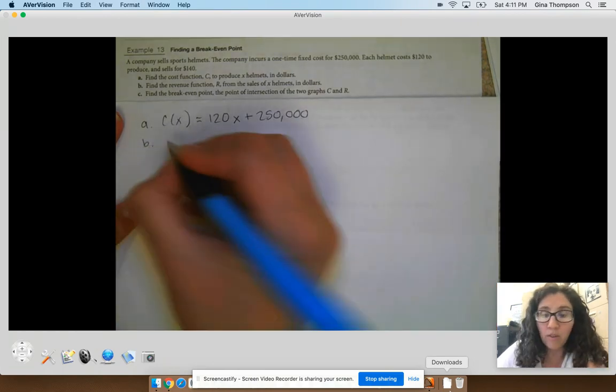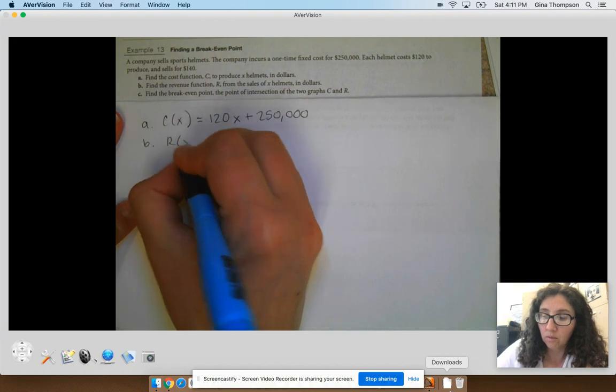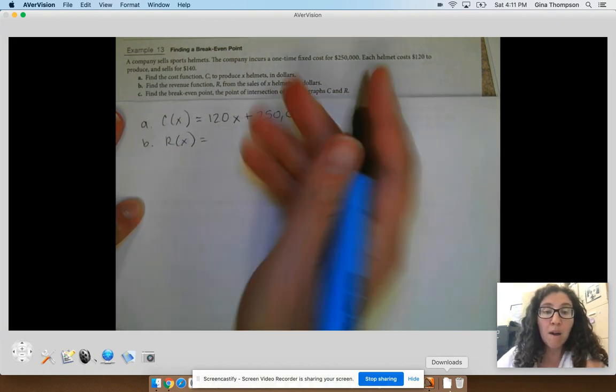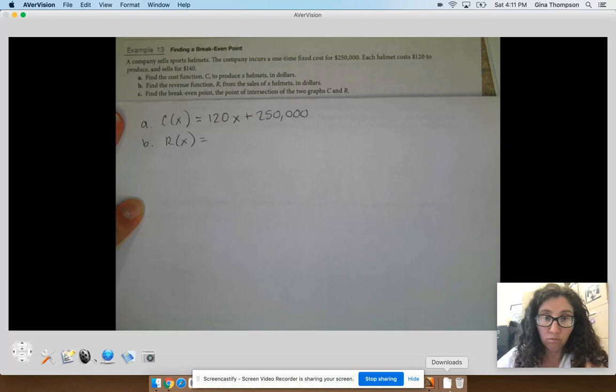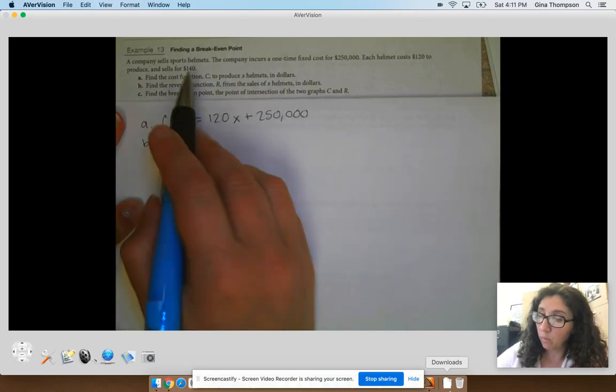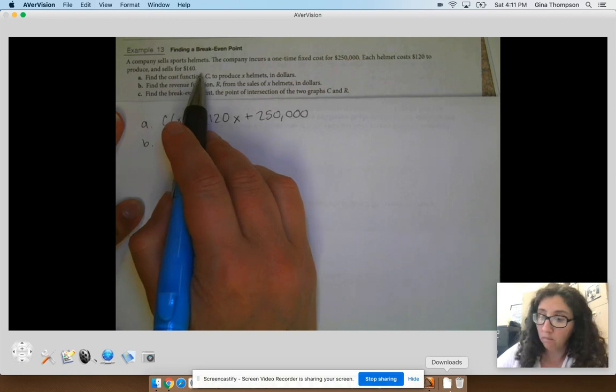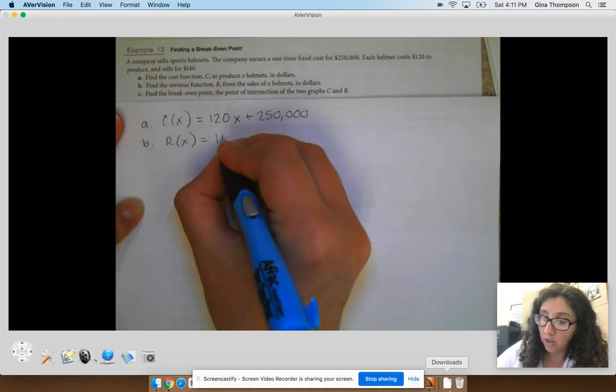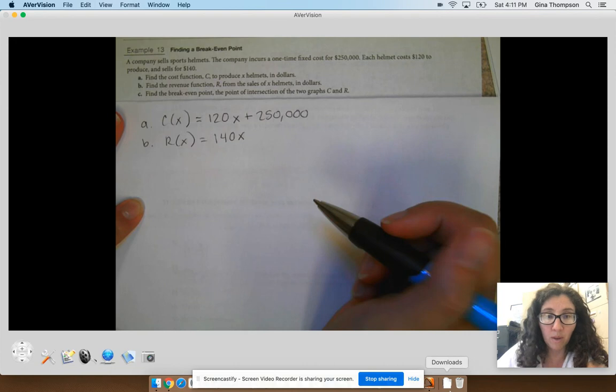What's going to be the revenue function? Revenue means the amount of money that comes in. Well, we sell them for $140. So I think it's going to be $140 times the number of helmets that we sell.